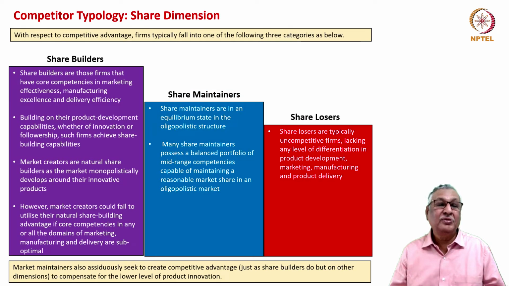Let's look at the share dimension. As I said, the share dimension, that is the ability to take market from others, the competitiveness angle, has three subdimensions: share building, share maintaining, and share losing.